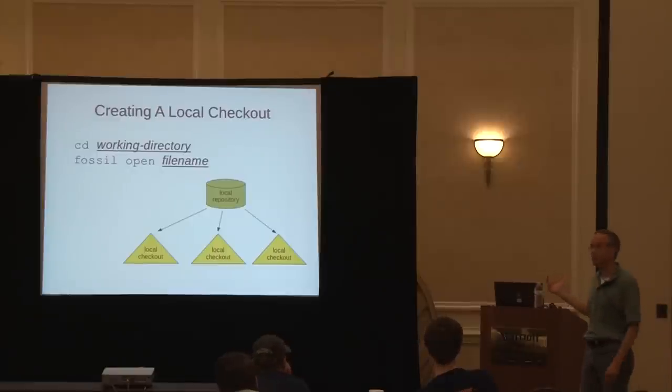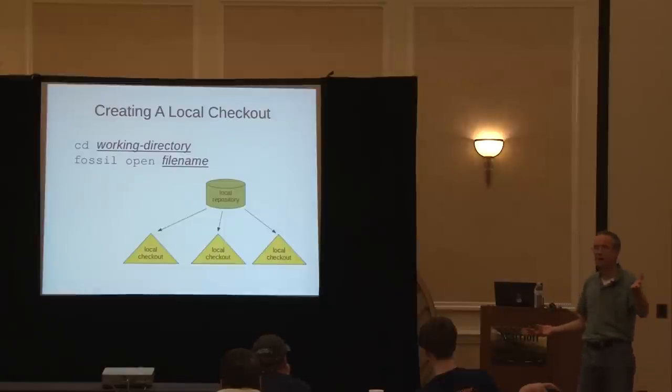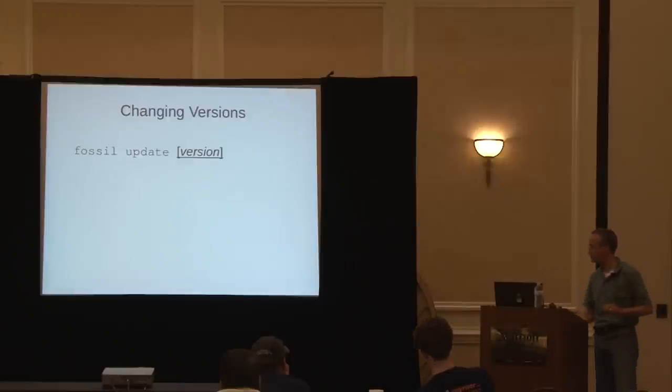I find it's very useful to have multiple checkouts on different branches or different points in time. If I'm wanting to do some performance studies between the previous release and the next release of SQLite to make sure that I haven't hit a performance regression, I'll check out the previous release in one directory, and I'll also check out the head of trunk in another directory, compile them both up, and do some studies that way. This turns out to be a very useful thing.